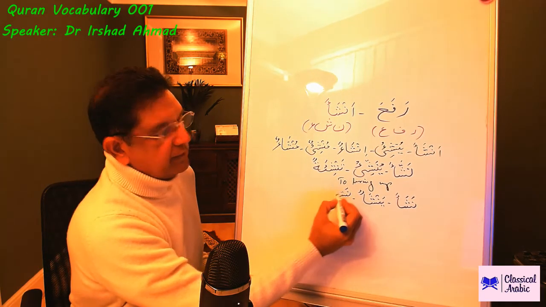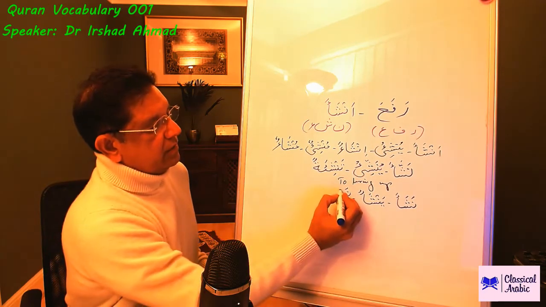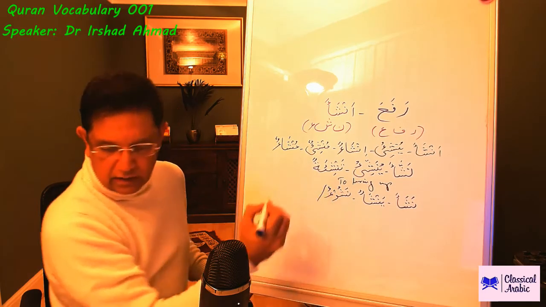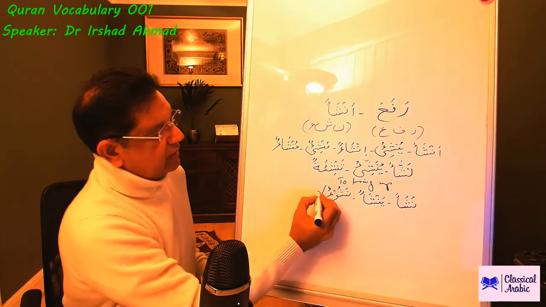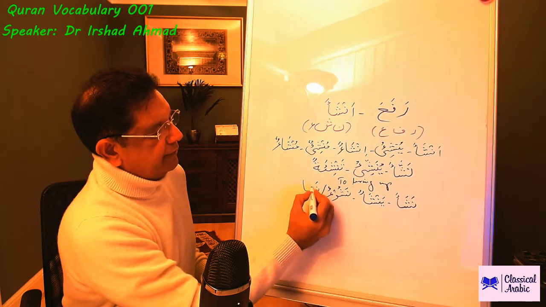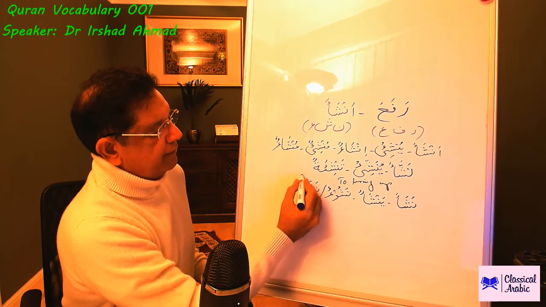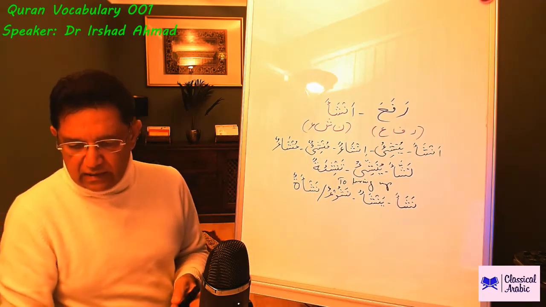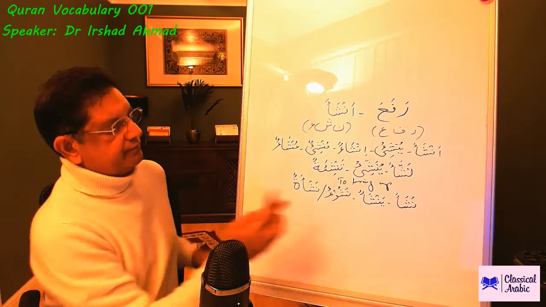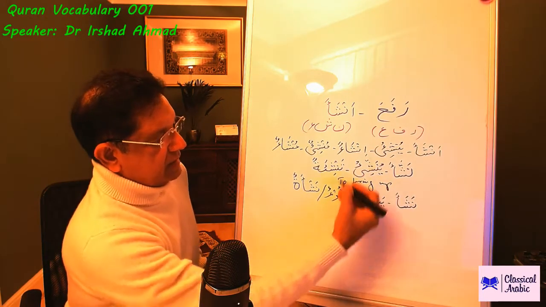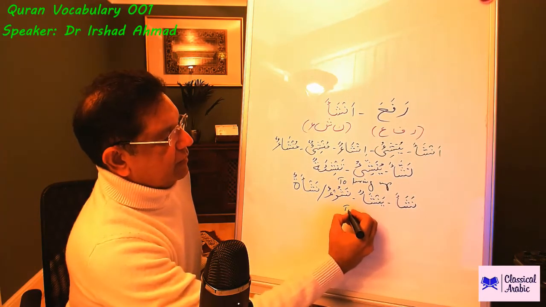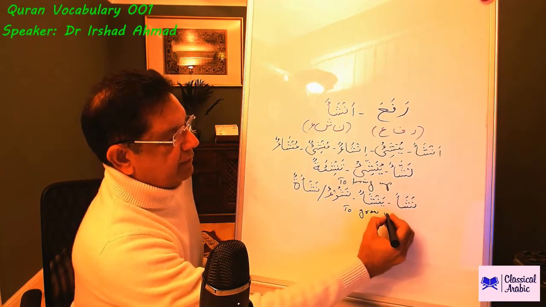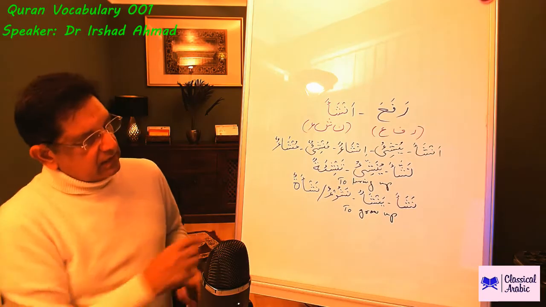Masdar could be more than one. So nashu'un, and the other masdar is nash'atun. And the meaning of this is to grow up. This means to bring up, as in raising, to grow up. So develop personally, to grow up. So basically this is the basic form of the verb.